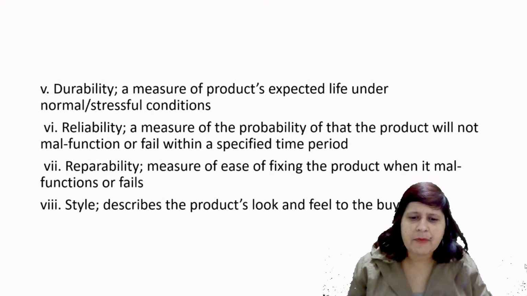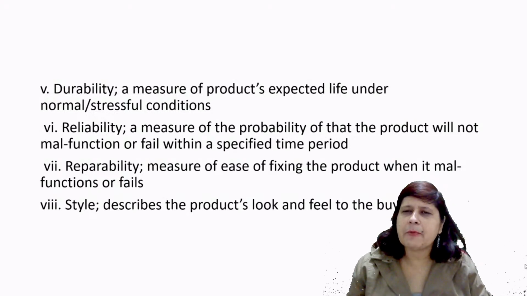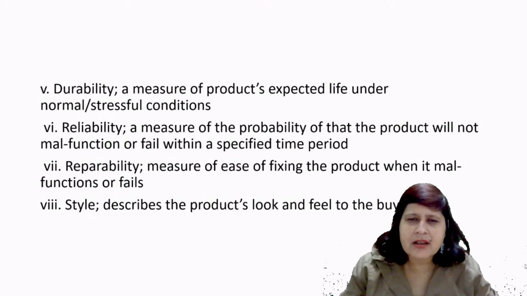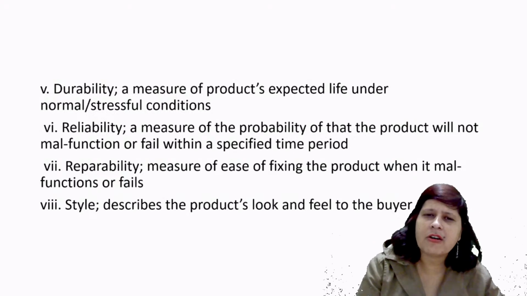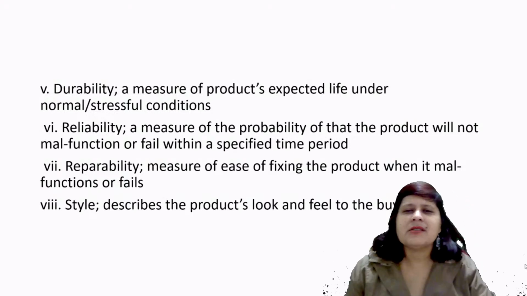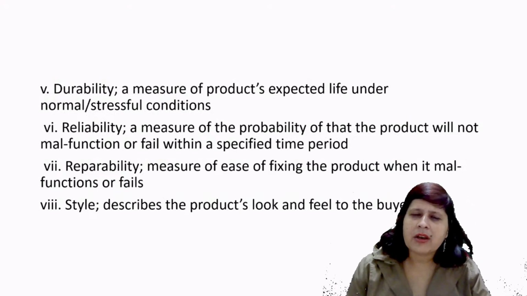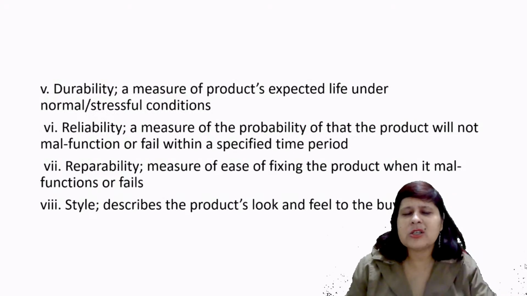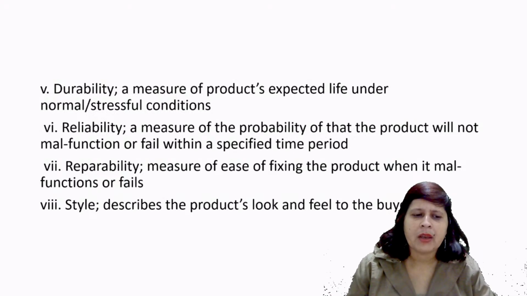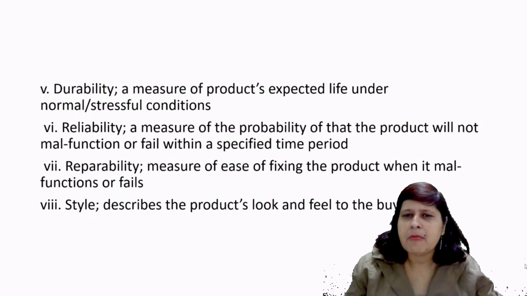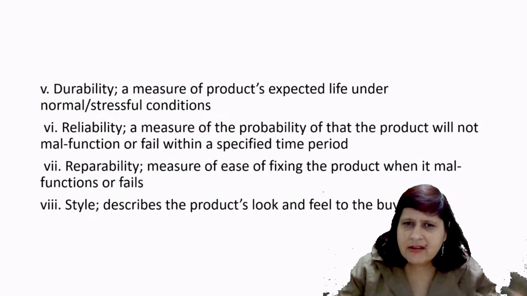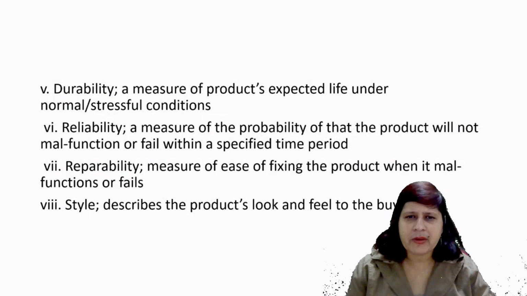On the basis of reliability, that is the measure of the probability that the product will not malfunction or fail within a specified time period. This is the reliability of the product. On the basis of durability, that you can keep this product for a longer duration, this is a durable product. On the basis of reliability, that you can rely that it will not malfunction within a specified time period. On the basis of repairability, the measure of ease of fixing the product when it malfunctions or fails. If the product malfunctions or fails, that is the after sales service of the product.